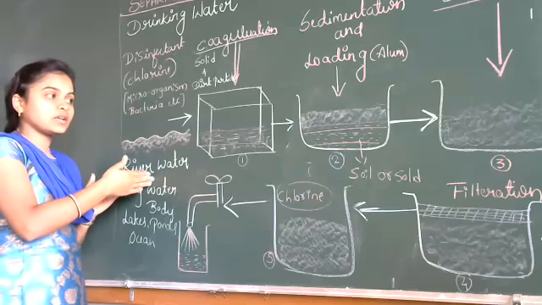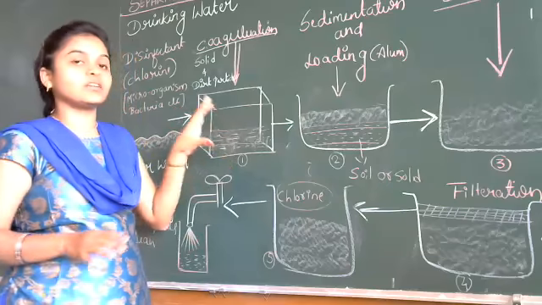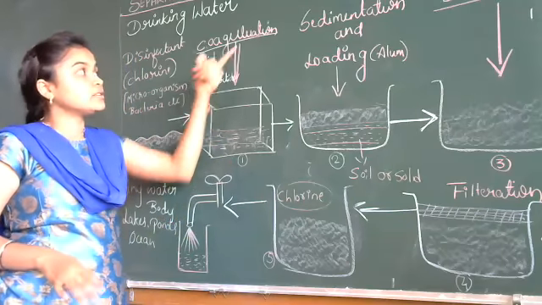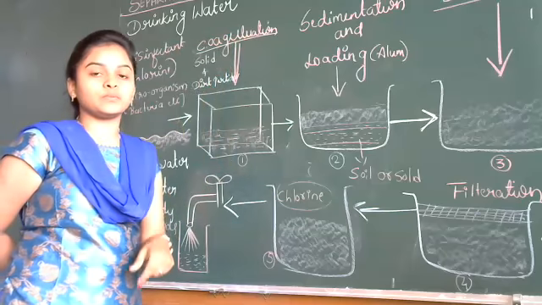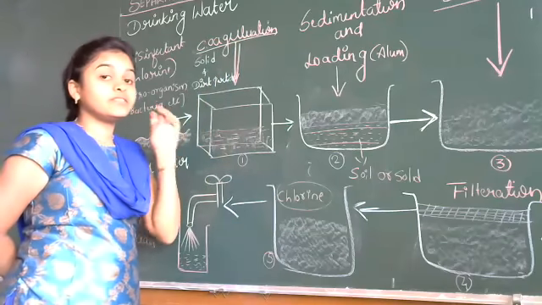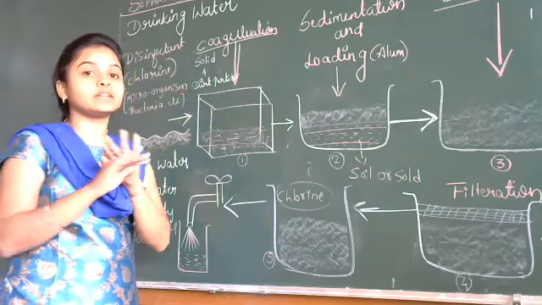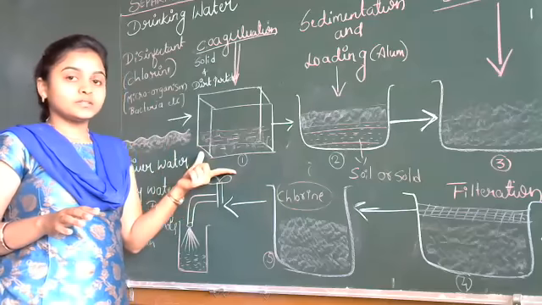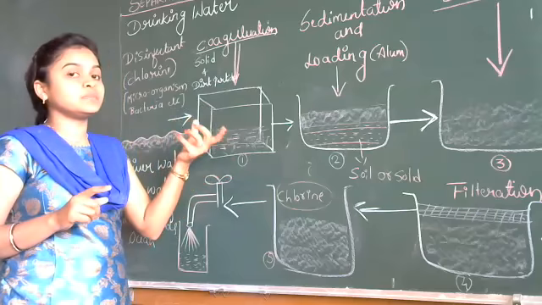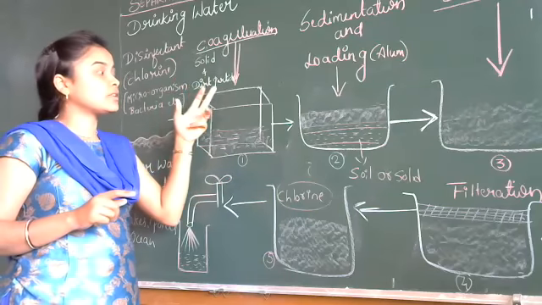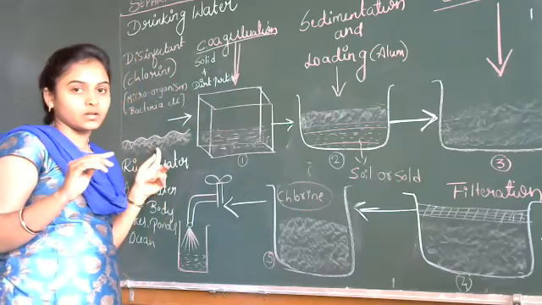So this river water is transferred to the first container, the first tanker, where the coagulation process is done. So what is this coagulation process? Here the visible solid dust or dirt particles are removed. So in the coagulation process, the visible dirt, solid or dust particles are removed from the collected river water.